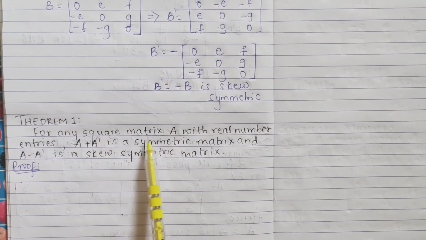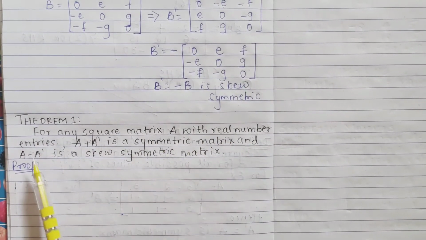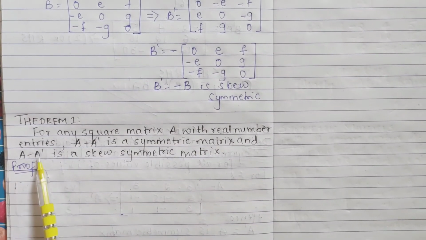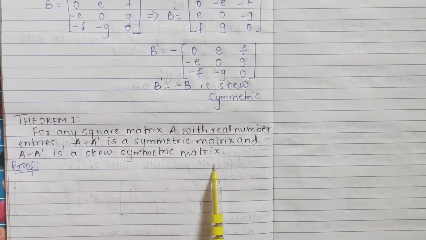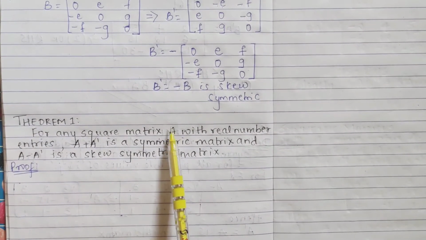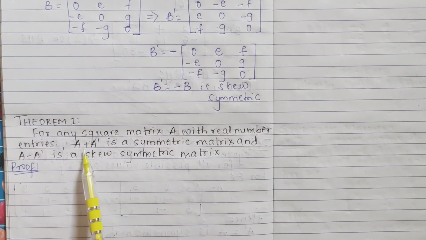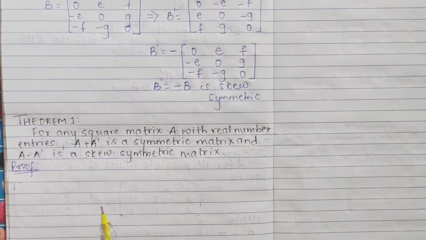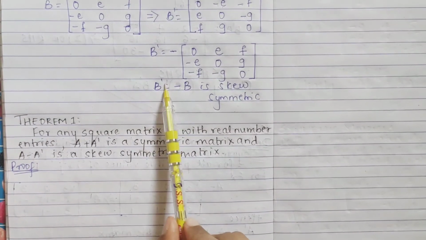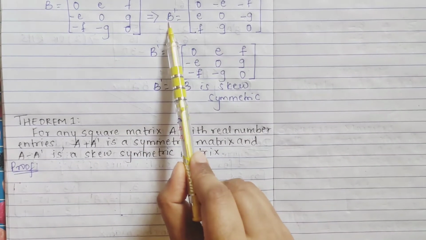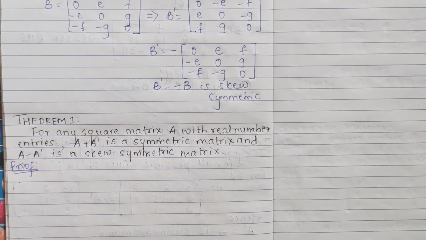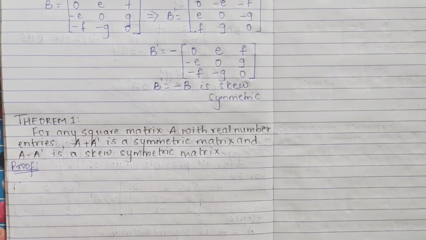For any square matrix A with real number entries, A plus A transpose is a symmetric matrix and A minus A transpose is a skew symmetric matrix. Means what are they telling you? They are telling you it is a square matrix. A plus A transpose you have to show is symmetric and A minus A transpose as skew symmetric. Like previously I just took an example, like say I had taken B and I had found out B transpose. Like this you have to do it. Okay. So we'll see the proof. You can note down the theorem statement and simultaneously the proof. Okay. So we'll start the proof.